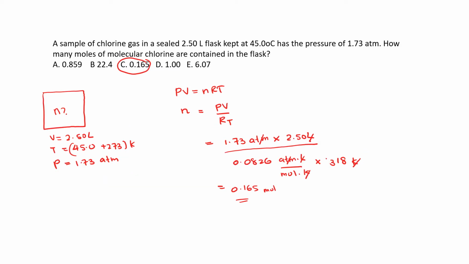A sample of chlorine gas in a sealed 2.50 liter flask kept at 45 degrees Celsius has a pressure of 1.73 atm. How many moles of molecular chlorine are contained in the flask? So we are going to find the number of moles of chlorine. What we have given is the volume and the temperature. We are going to convert it to Kelvin, and the pressure. So we are going to use PV equals nRT and then just plug in your numbers. And the answer to this question is C.